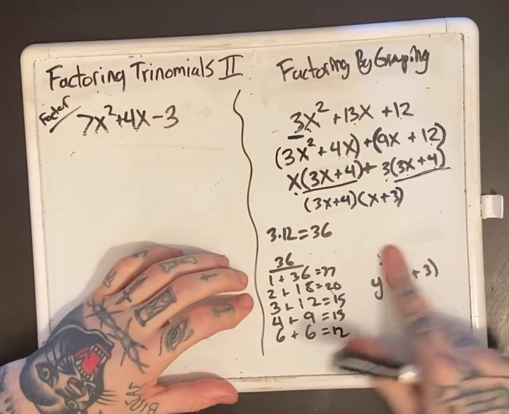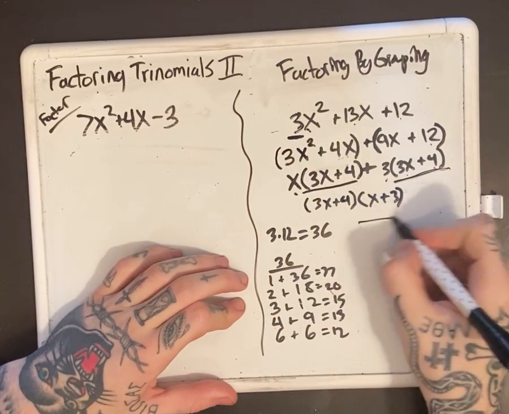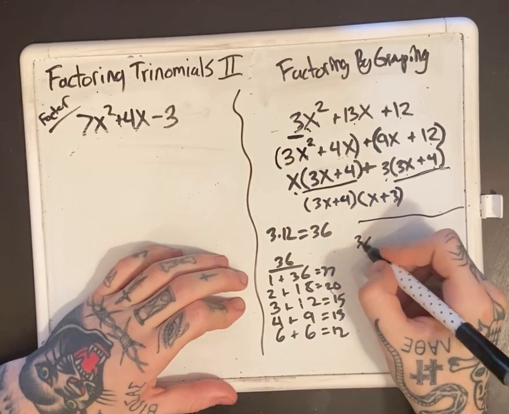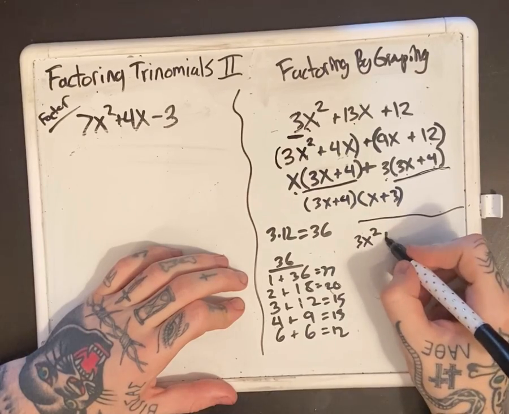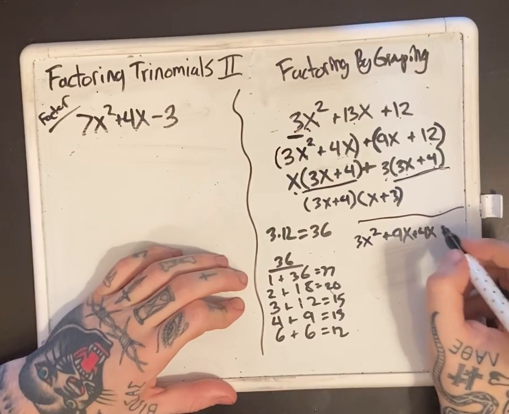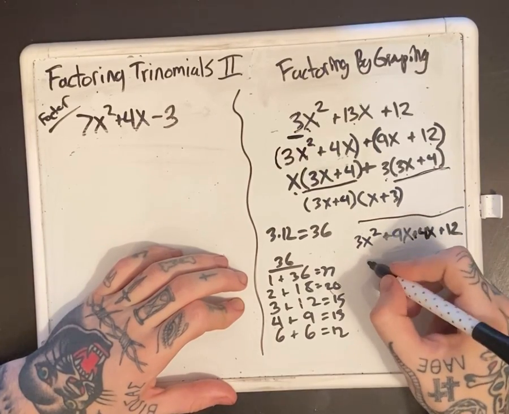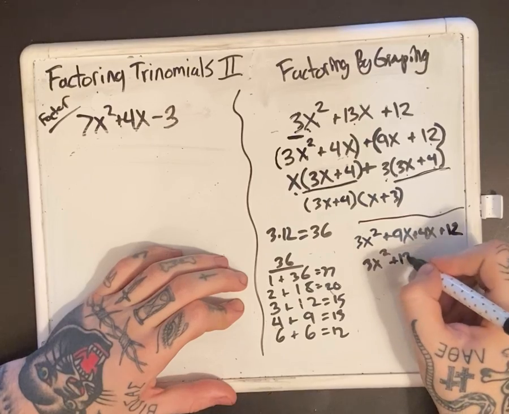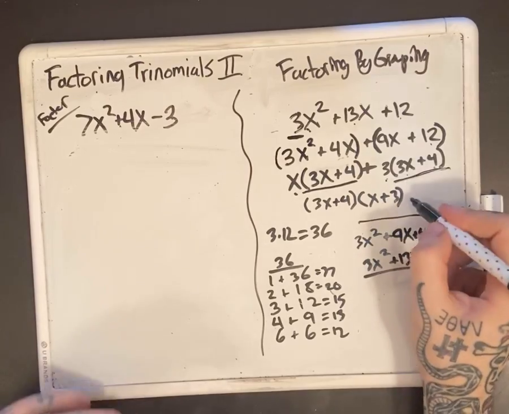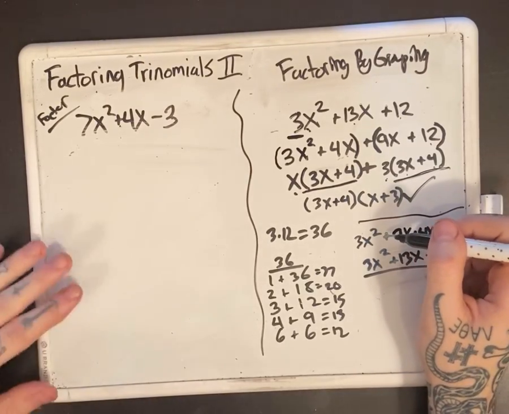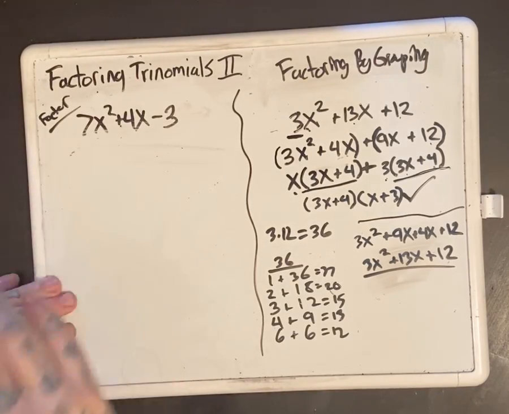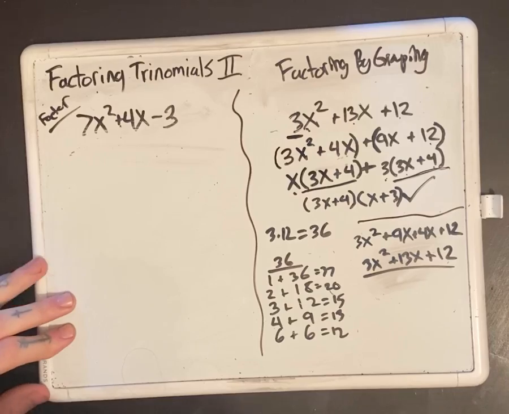I'm not sure, but we can always check with FOIL. So 3x times x is 3x squared. 3x times 3 is 9x. 4 times x is 4x. 4 times 3 is 12. Add those like terms, and we'll get back our original trinomial. So this is right. So let's just do it another time using this one. After we do this one, I'll come up with a step-by-step way to do this.